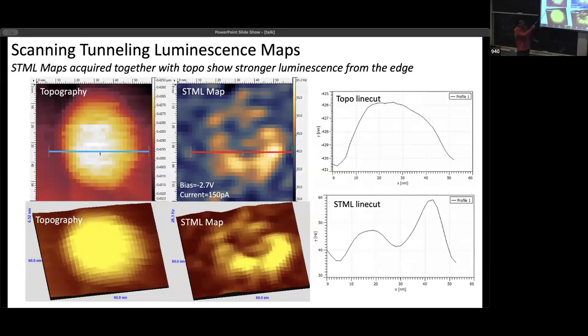We can go to this bubble and ask ourselves, where on this bubble does the light come out? That's not something you can do with a far-field measurement. And just to show you, we can really see that the light on this bubble comes out from around the edge of the bubble. Not quite sure why. There's some hypothesis that this is due to strain around the edge of the bubble, but it's still to be determined. But this is very cool because you can get an optical resolution that is a few nanometers in size.